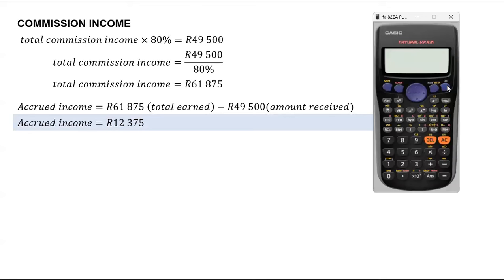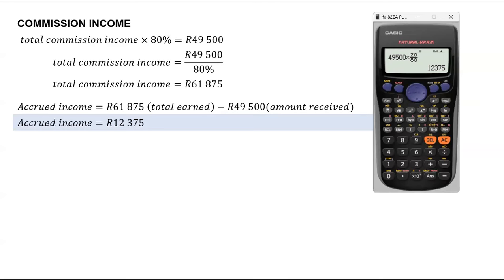I was going to take that 49,500, multiply by what I want. I want the missing part, and the missing part is only 20%, divided by what I have. This 49,500 is only the 80%. Voila! Gives me the same amount, which is 12,375. This is accrued income.